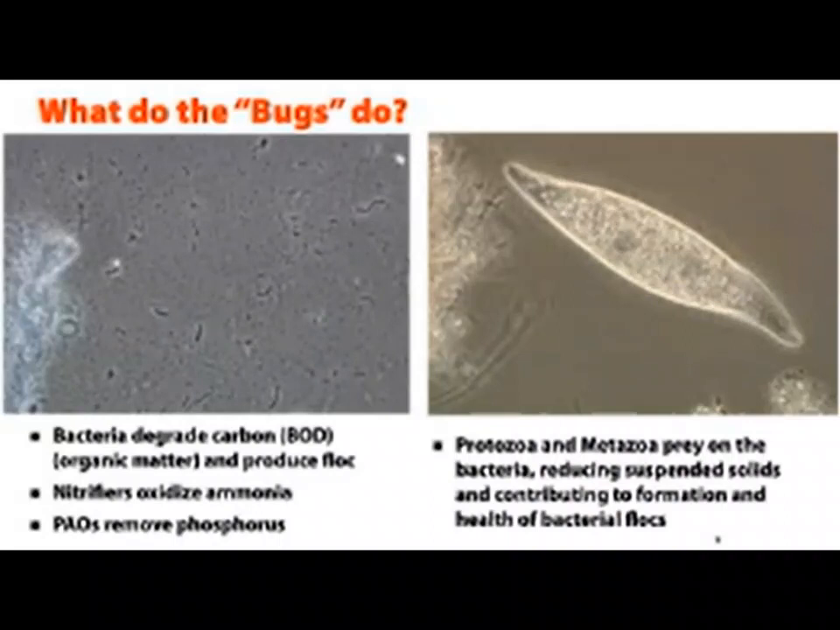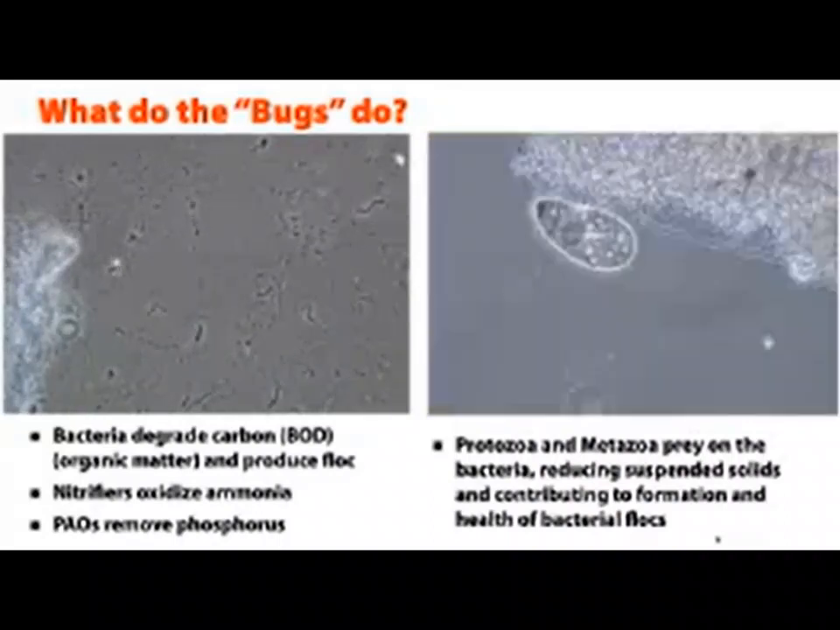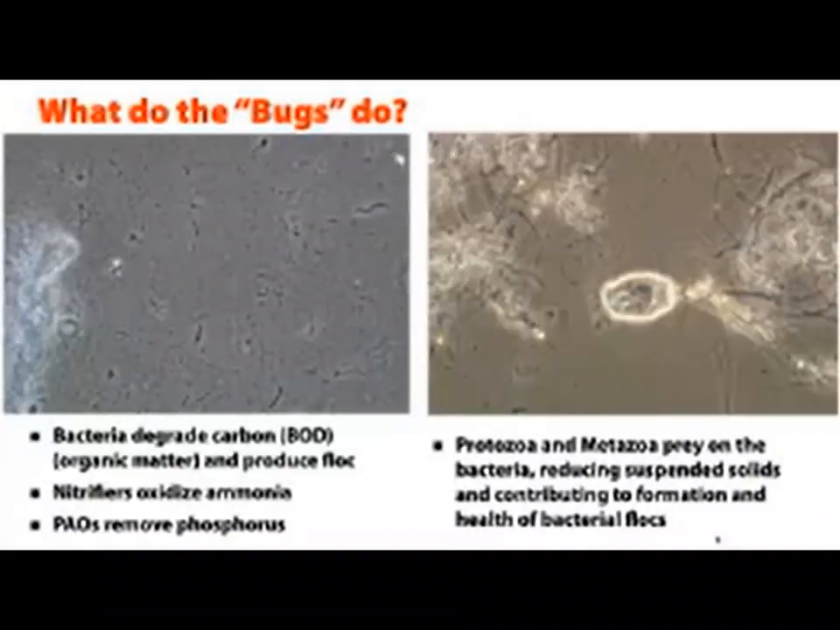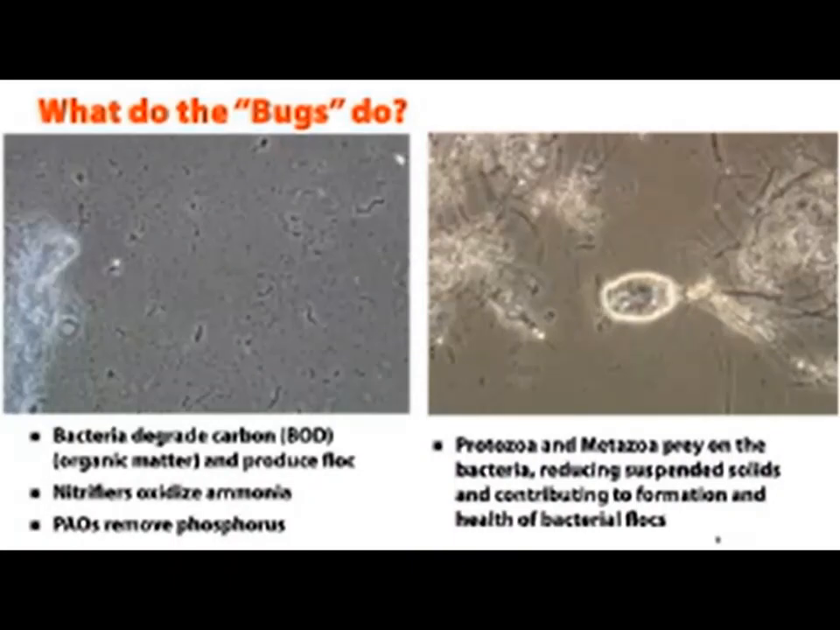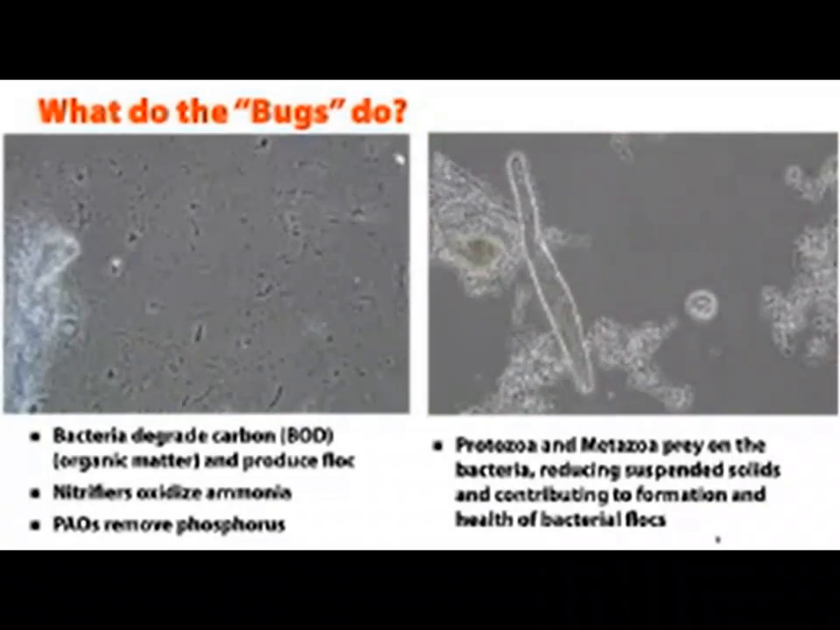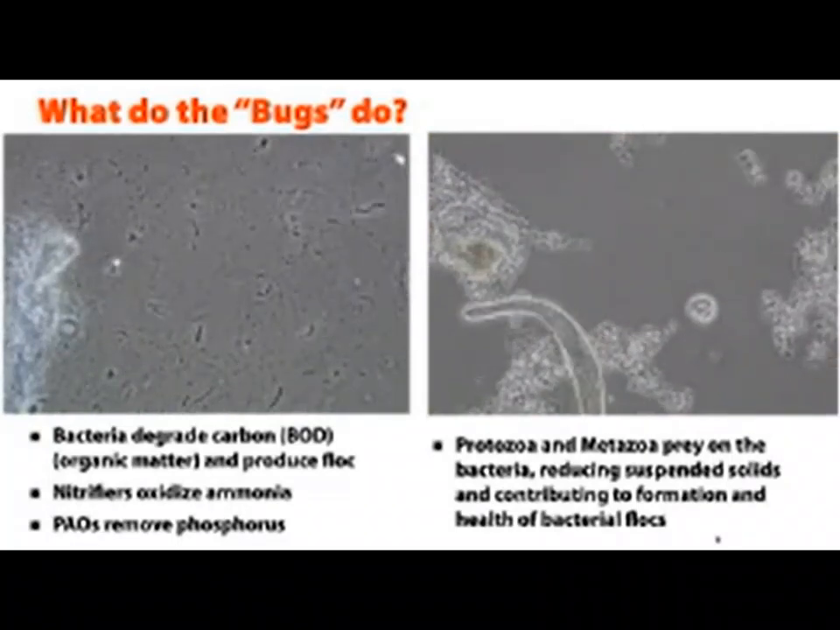What do the bugs do? Well, the bacteria degrade the BOD, that's the carbon, and they produce flock. Now, on the right-hand side of this left-hand part of the graphic, for those on the internet, is dispersed bacteria, and on the left margin here is a flock. So bacteria will grow in either a dispersed or a flocculent form, and of course, they do both.